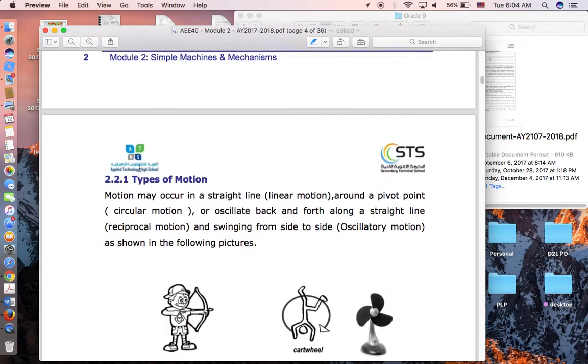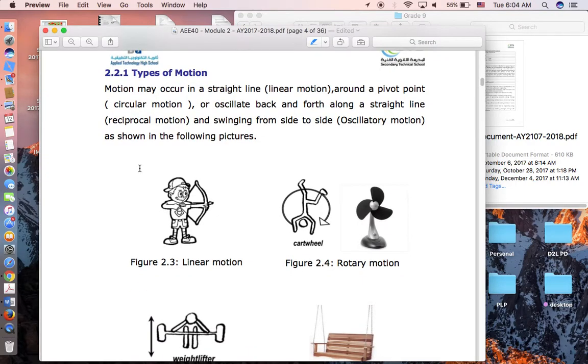Alright, then you should know the different types of motions. If the motion is in a straight line, it's called linear motion. If it is around a pivot, if it's moving in circles, it's called circular. And if it's swinging side to side, it's oscillatory. And if it's moving back and forth, it's reciprocal.